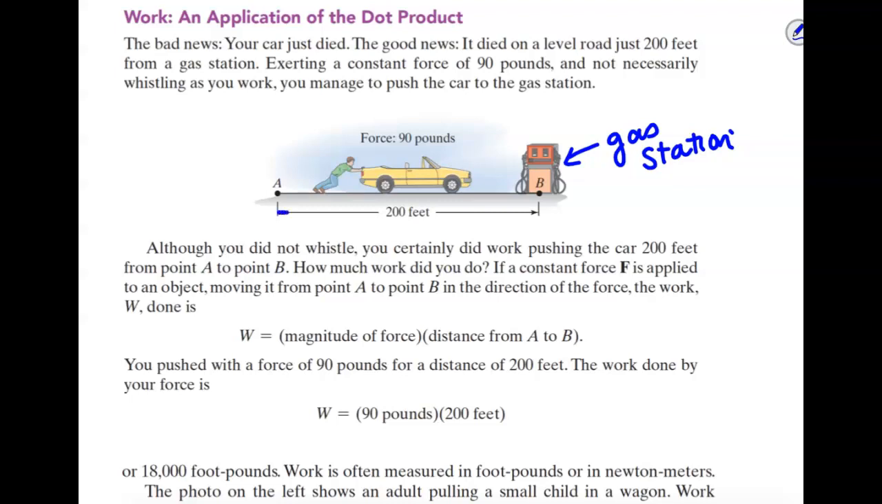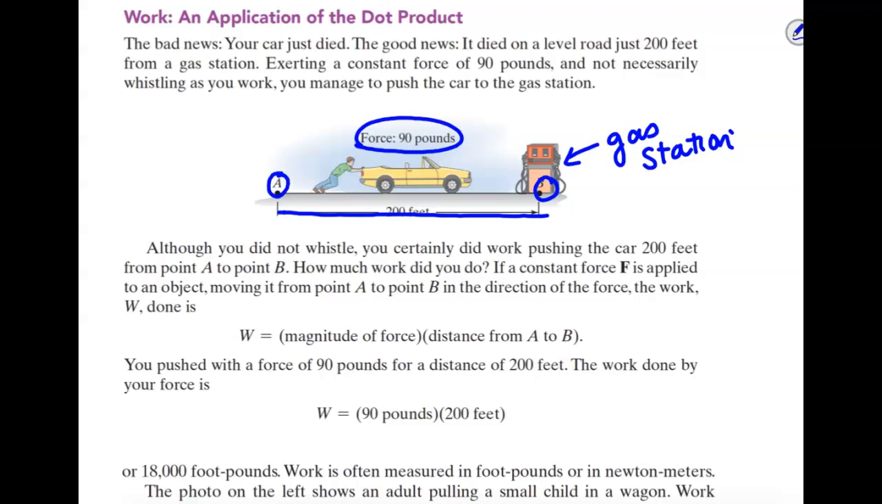Here you are 200 feet from the gas station and you're pushing at a force of 90 pounds. Although you did not whistle, you certainly did work pushing the 200 feet to the gas station from point A to point B. How much work did you do?